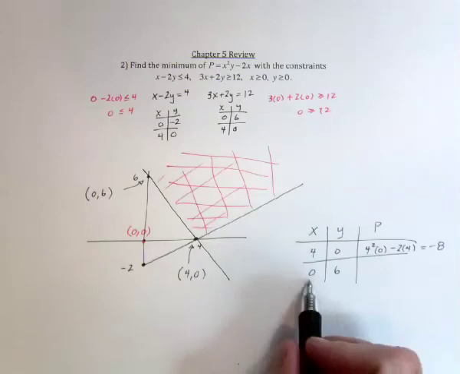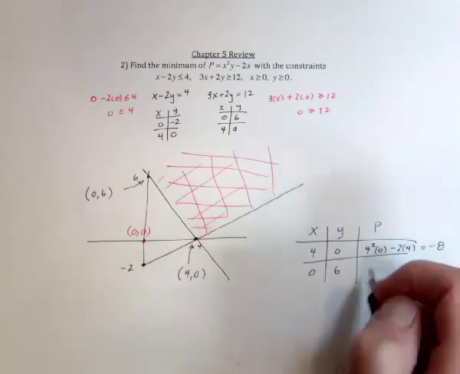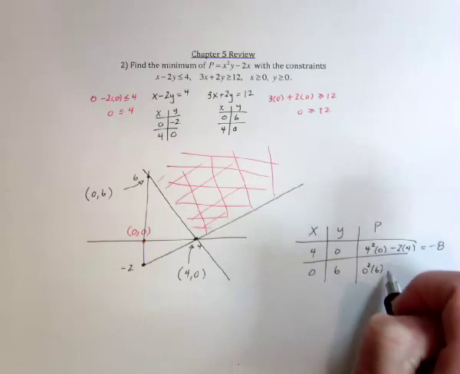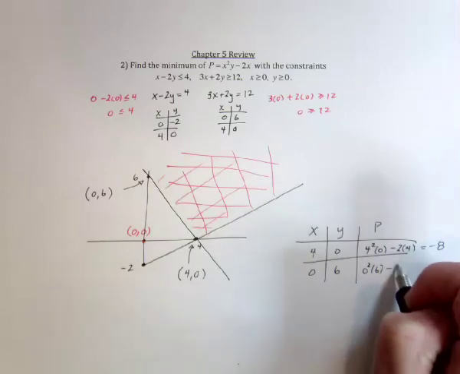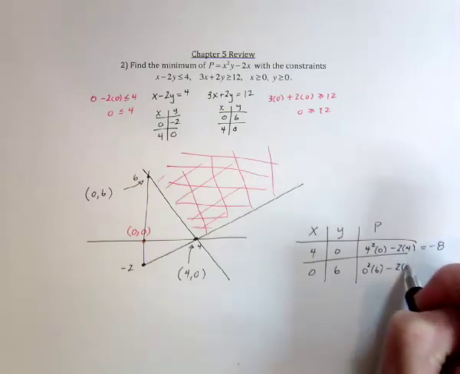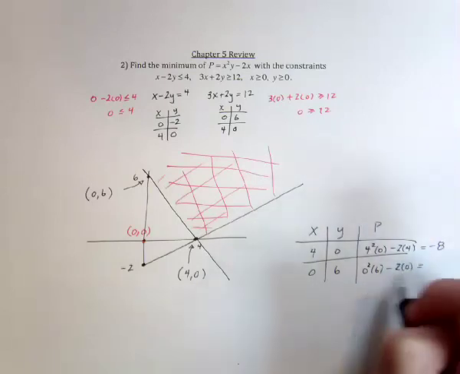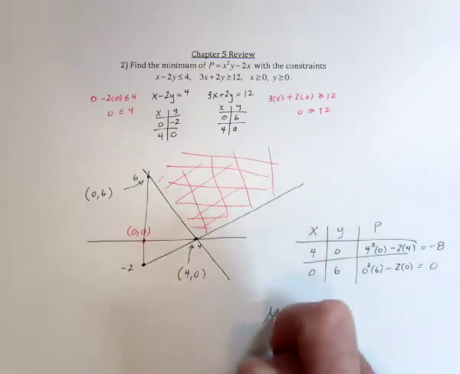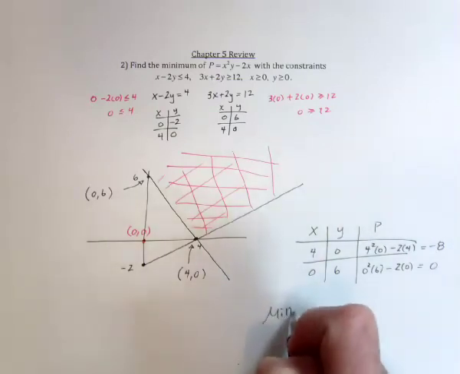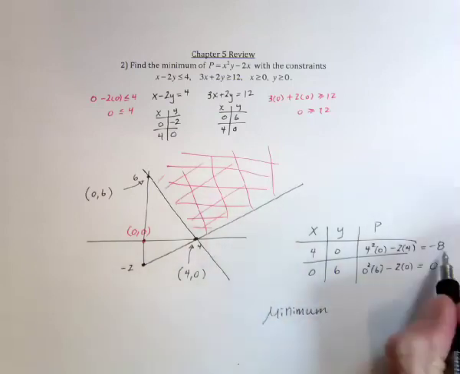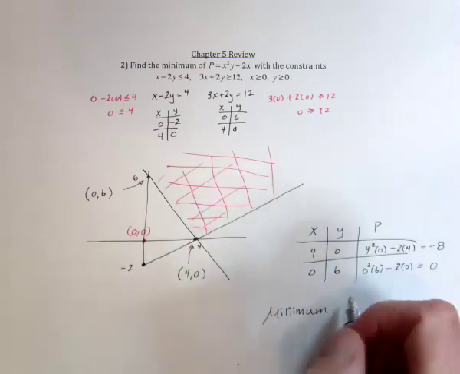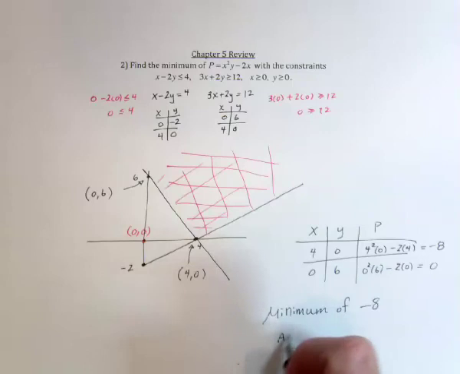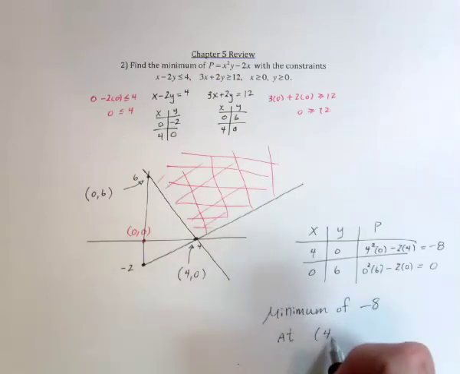And now use the 0 and 6. So that would say a 0 for x, so 0 squared times 6 minus 2 times the x value, which would be a 0 minus a 0. And so the smaller one is the negative 8. So there's a minimum of negative 8 at the point 4, 0.